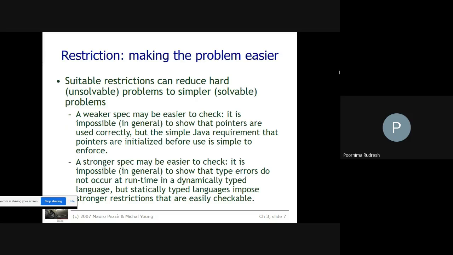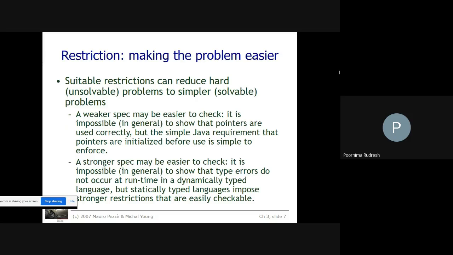So here we have to put the restriction that whenever you are using the variables, you have to initialize those variables at the first stage itself. That is the restriction, right? That is the suitable restriction. And when we are including the suitable restriction at different places of the program, then we can minimize or avoid the program failures or the software failures.